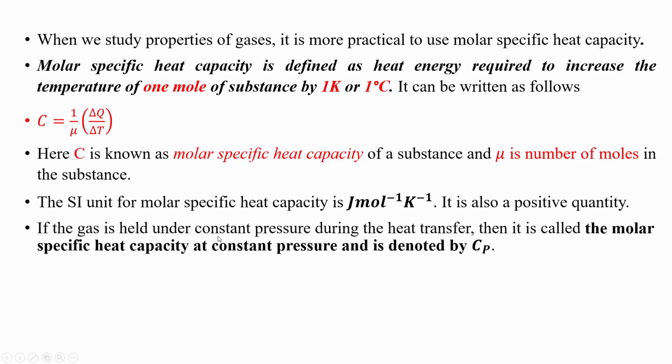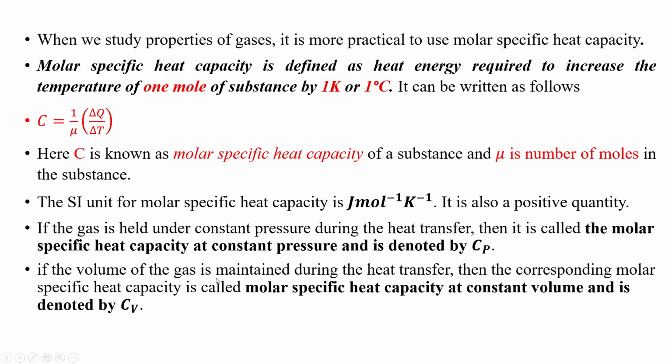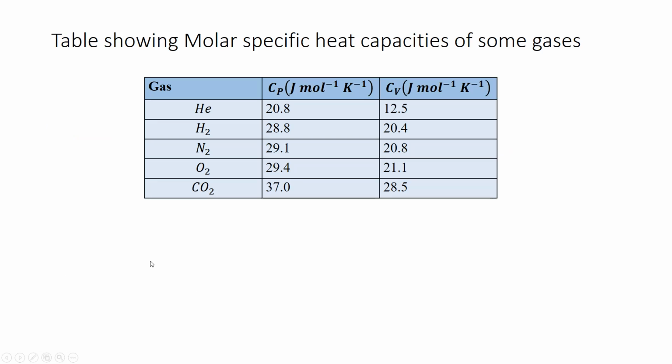If the gas is held under constant pressure during the heat transfer, then it is called the molar specific heat capacity at constant pressure, and it is denoted by Cp. So Cp is the specific heat capacity at constant pressure of any gas. If the volume of the gas is maintained during the heat transfer, then the corresponding molar specific heat capacity is called molar specific heat capacity at constant volume, and it is denoted by Cv. So these are the two terms that you need to keep in your mind.